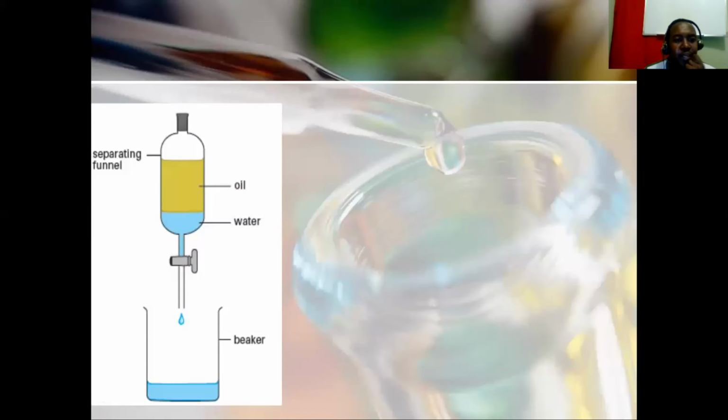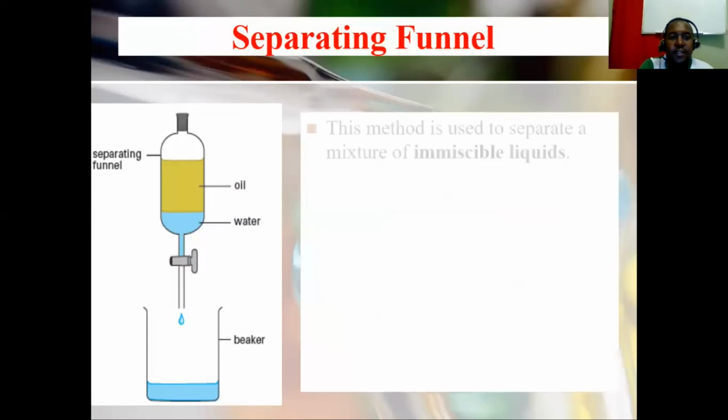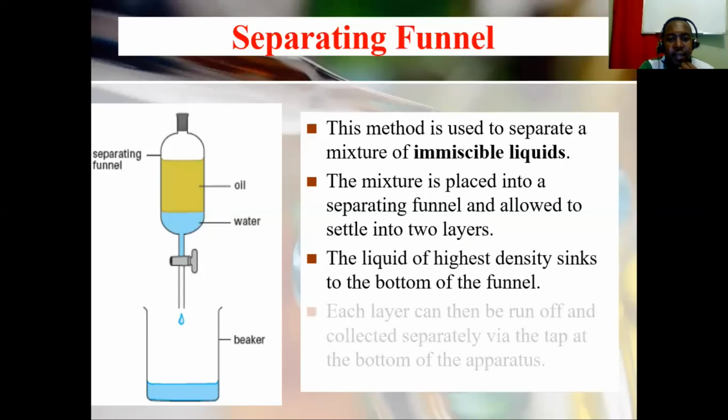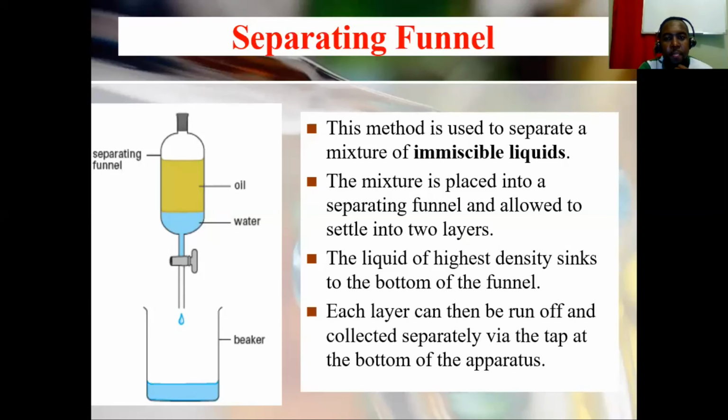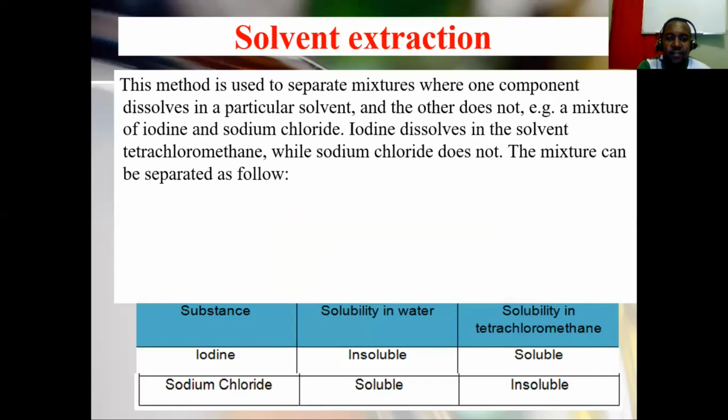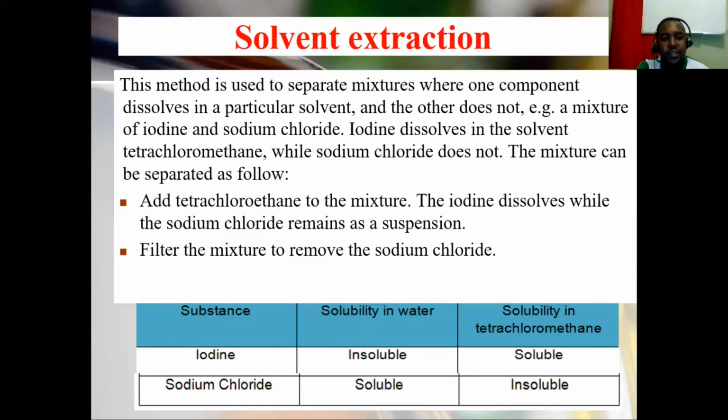All right, and then this one would be our separating funnel, right? And we know we use it to separate what type of mixtures? Immiscible mixtures. All right, immiscible mixtures. So in this case, we can just pour off the one that is the more dense, the one at the bottom. So we have two different layers. Solvent extraction is not one that's required, so we can skip over this one.